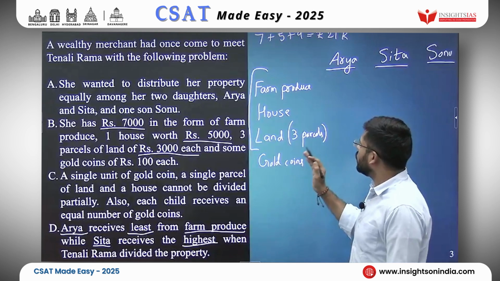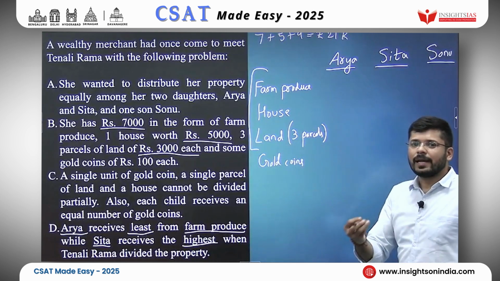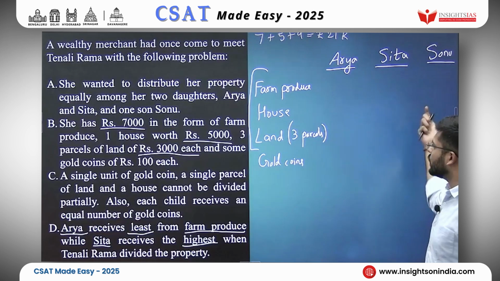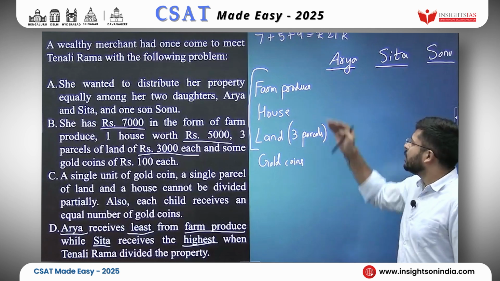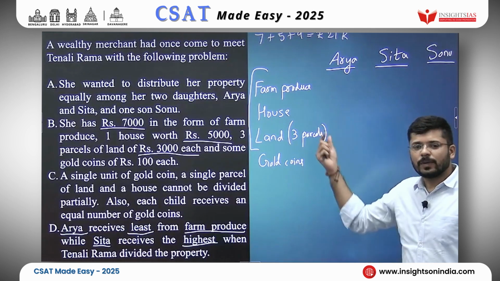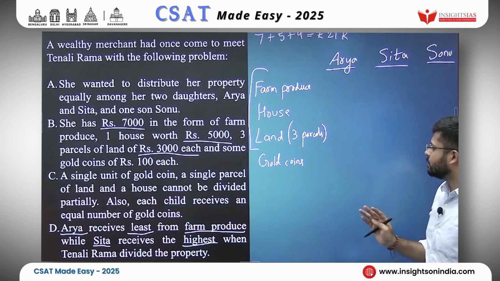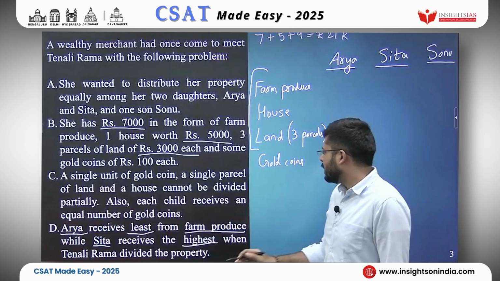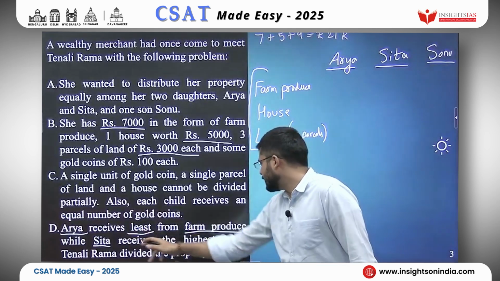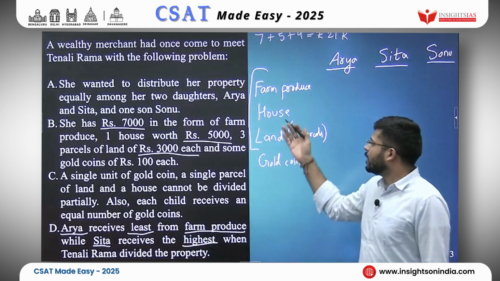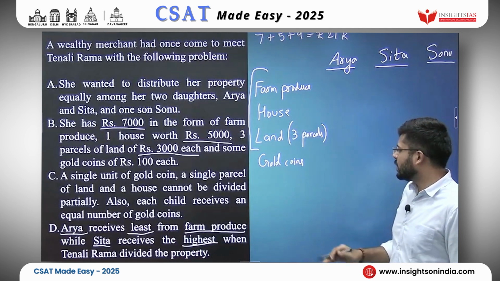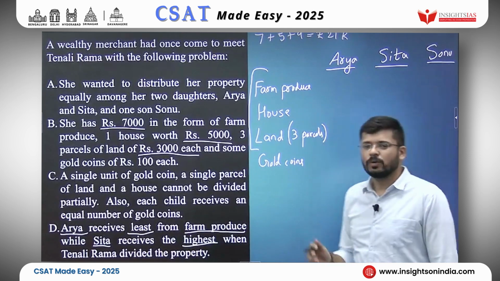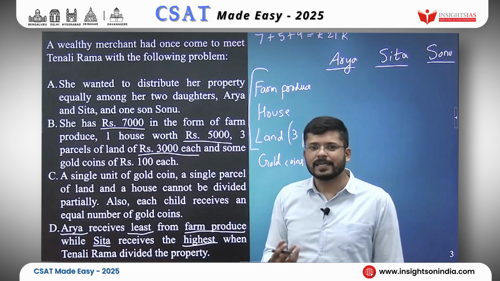Okay. Now we need to do a bit of trial and error. We shall assign the house to each of them and then see how it works out. Then if we can arrange each of them to get 7,000, that will be our answer. Okay. Who will we give the house to? I would say we shall not give it to Sita, because Sita is receiving the highest. So the house, its value is 5,000. So we shall not give the house to Sita. We shall try giving it to Arya and Sonu. I think by doing just those 2 trials, we will get the answer.